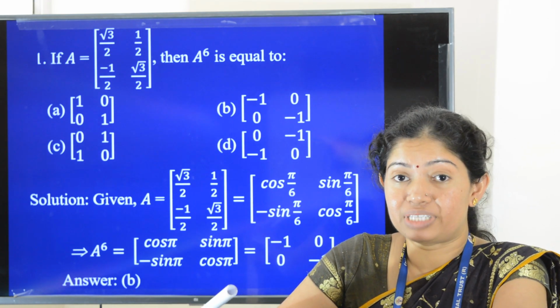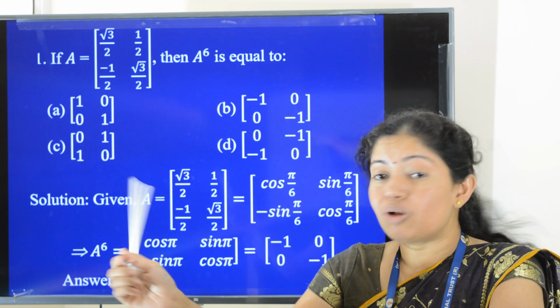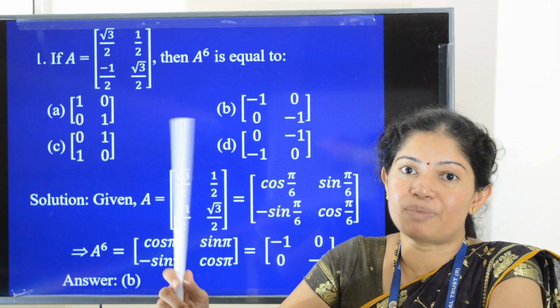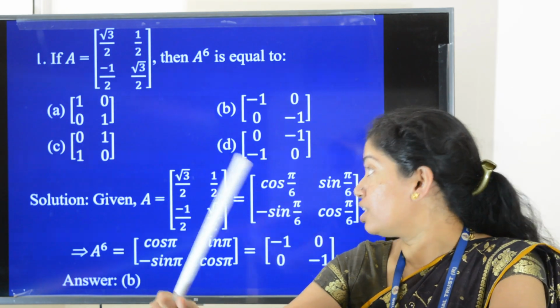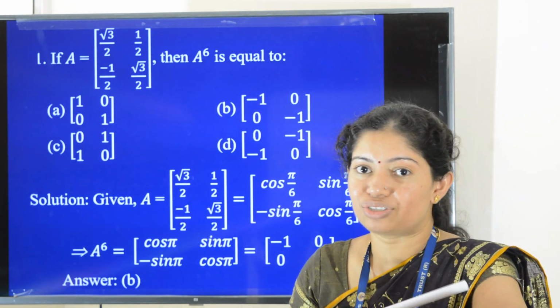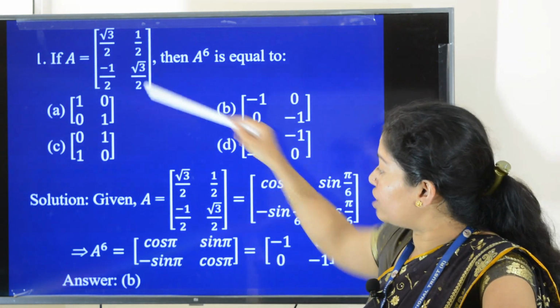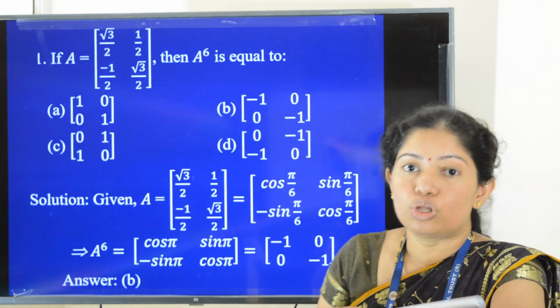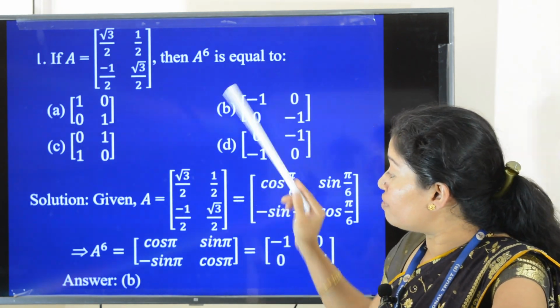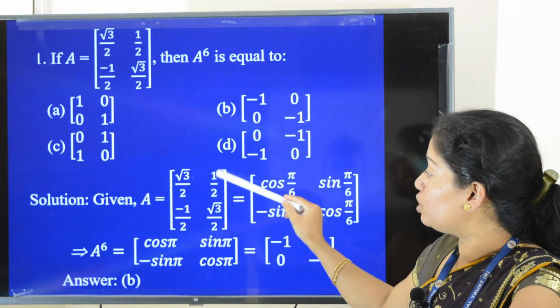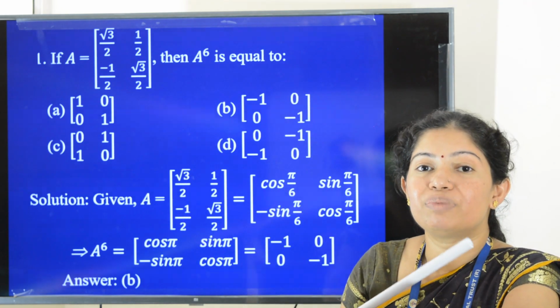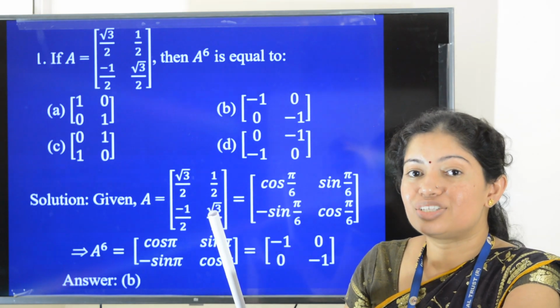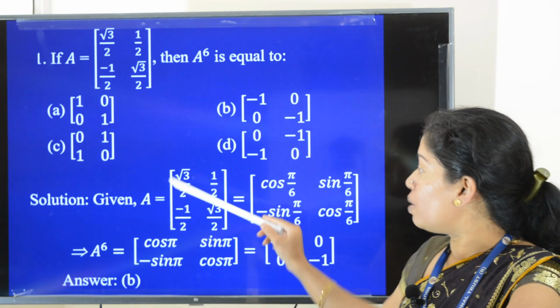It is a lengthy process, but you can solve this problem within a few seconds by using our previous result. So let us see how we can use that result here. You have the matrix A, write that matrix, and if you see the entries of that matrix, you have root 3 by 2, 1 by 2, they are nothing but your standard angles of trigonometric functions. So what is this root 3 by 2?